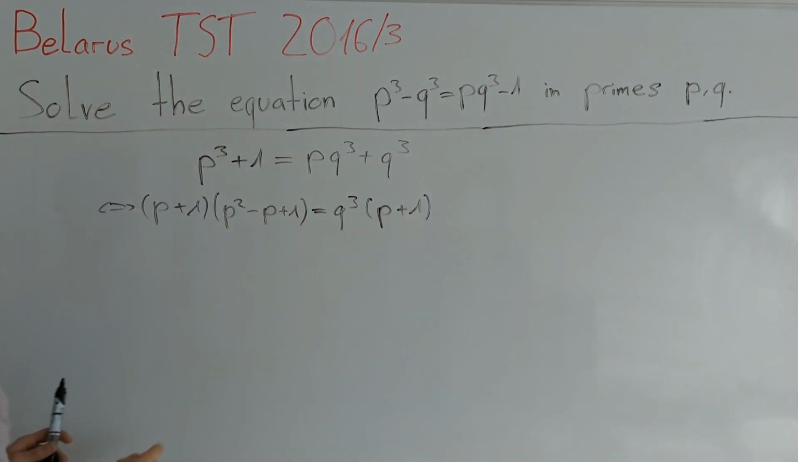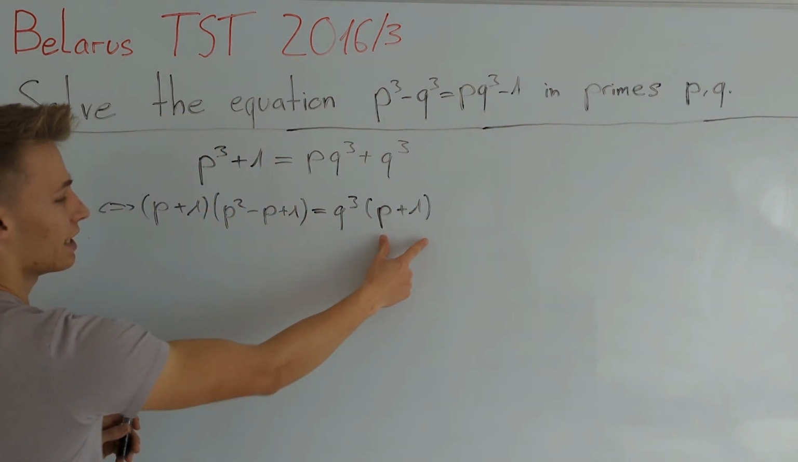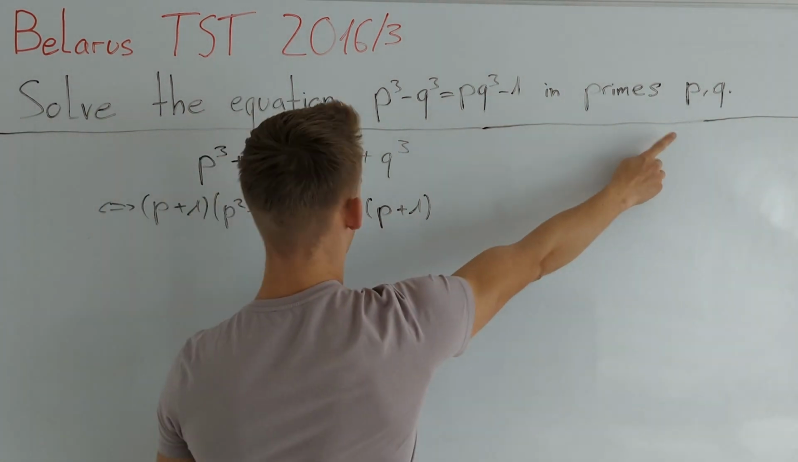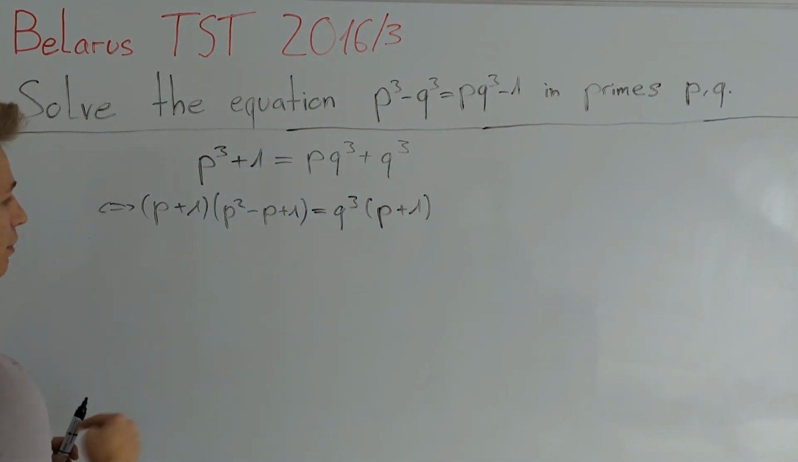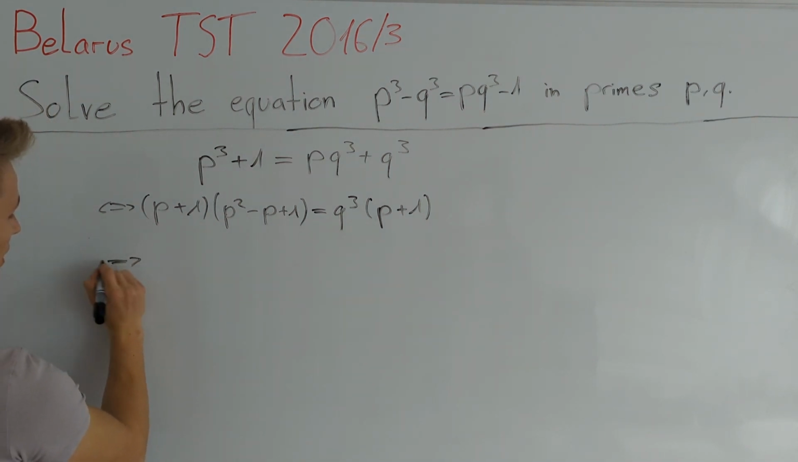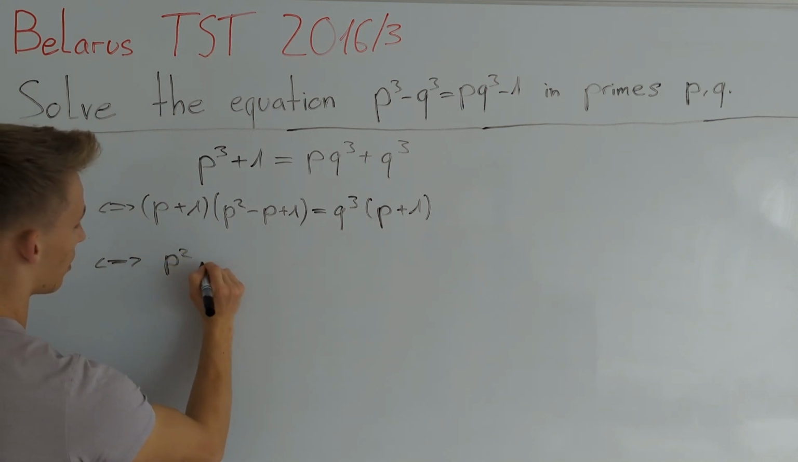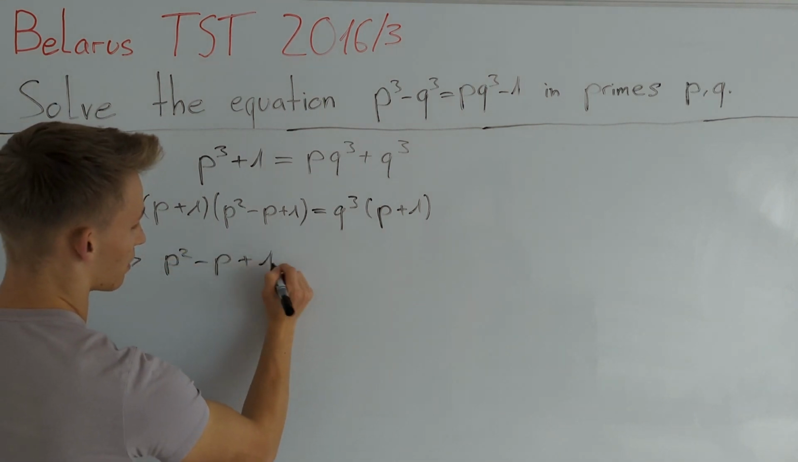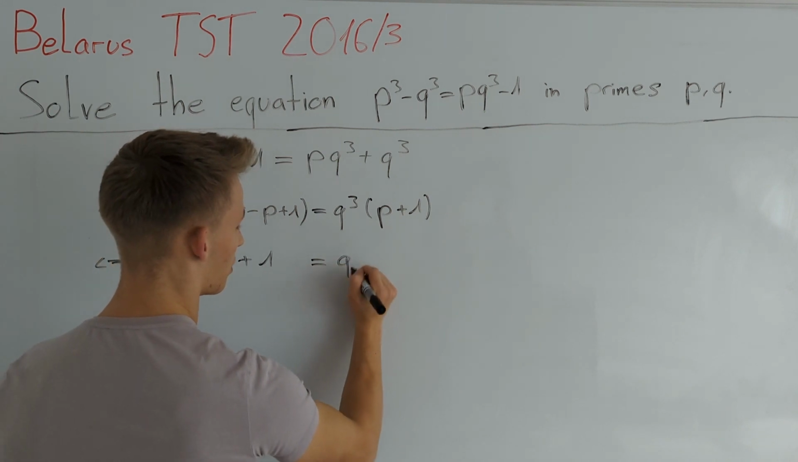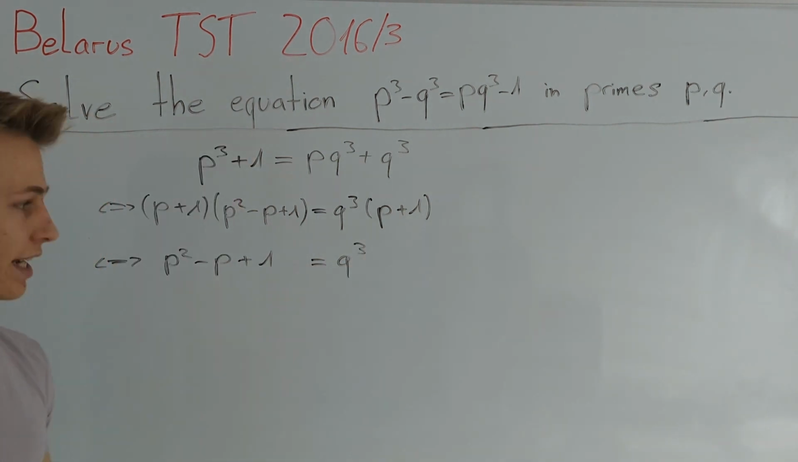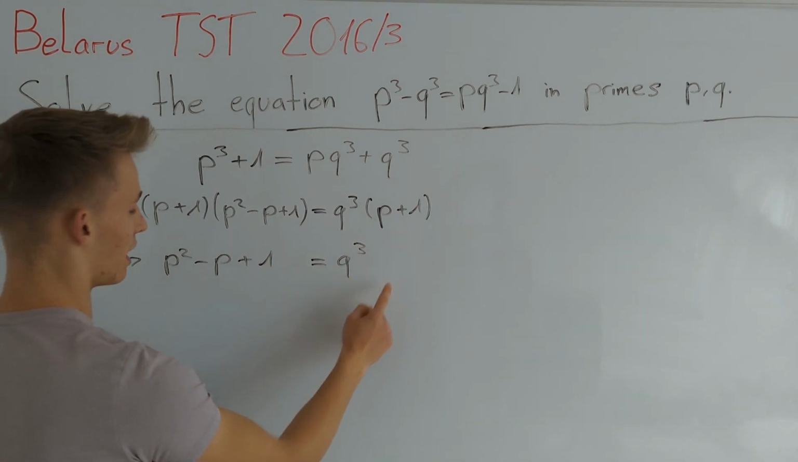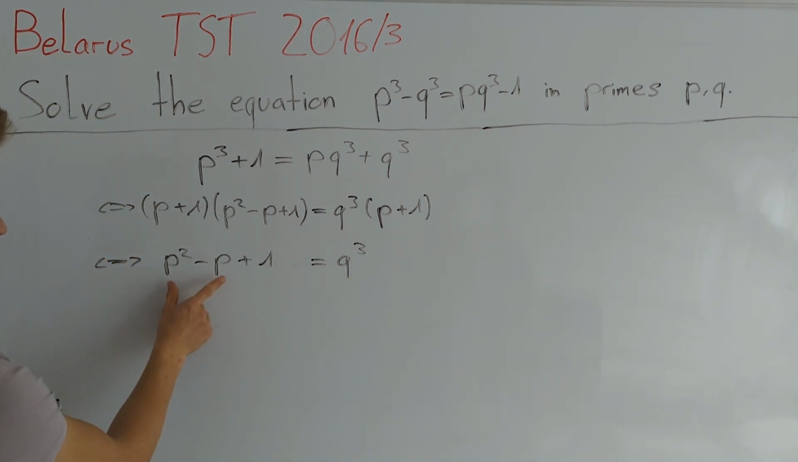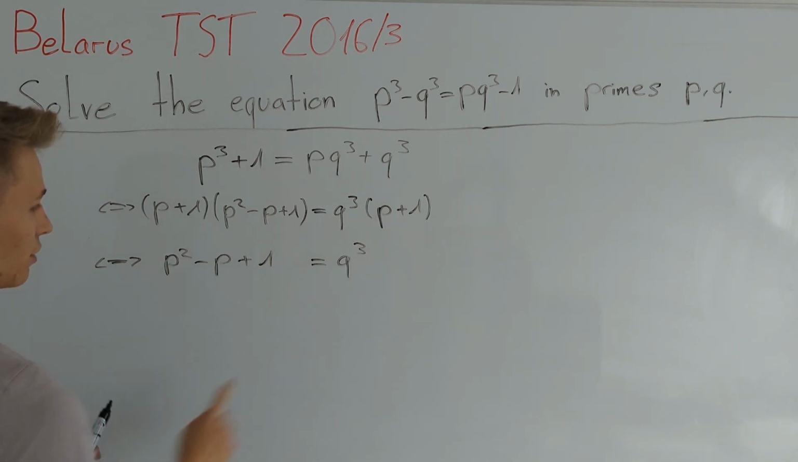Now we see that we have a factor of p plus 1 on both sides, and since we work with prime numbers p and q, we can divide both sides by p plus 1 because p plus 1 can't be 0. So we get that this is equivalent to p squared minus p plus 1 is equal to q to the power of 3. Now we want to try again to factor this equation, and therefore we bring the 1 to the right hand side because then we can factor the p on the left hand side and can also factor the right hand side.